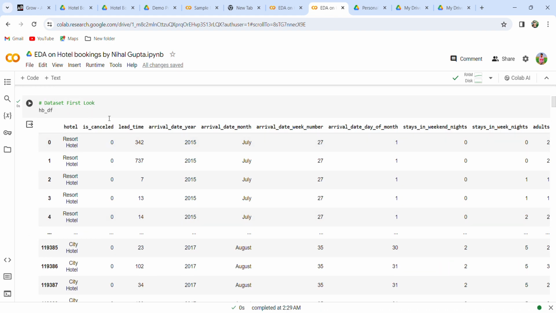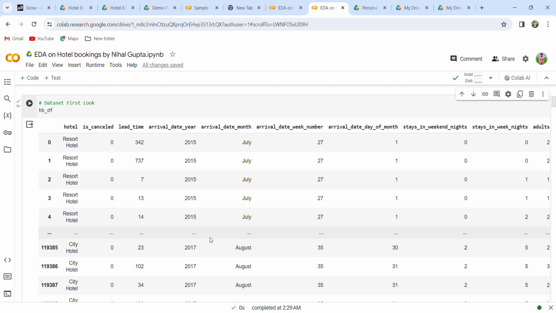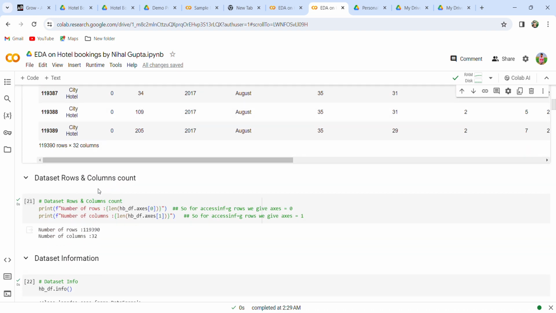Now having the first look of the data, this is the first look. Here we are getting 3 years of data on which we are going to make our analysis: 2015, 16 and 17. So let's start. Now the dataset rows and column count. This is the function, we are using the length function to count the rows and columns. So we can see that it is getting the exact rows and columns which we have in our data.